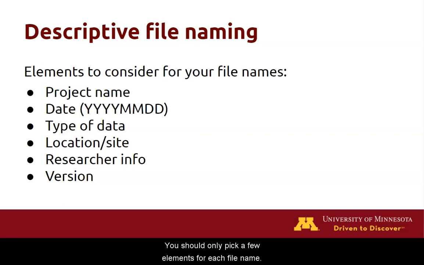You should only pick a few elements for each file name. Having a handful of elements that you like to use will make it much quicker and easier to name new files as you create them. We've listed some common elements you can use here, but depending on the type of data you've collected, there may be different elements that will have meaning and importance to the project and the files.